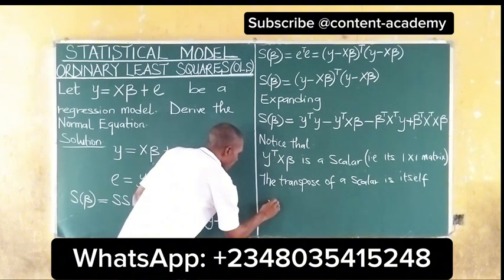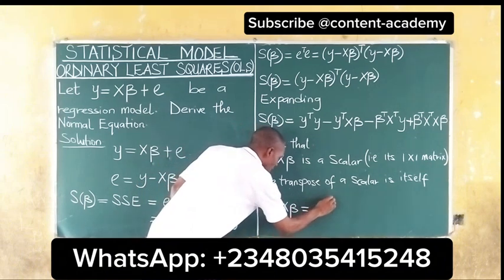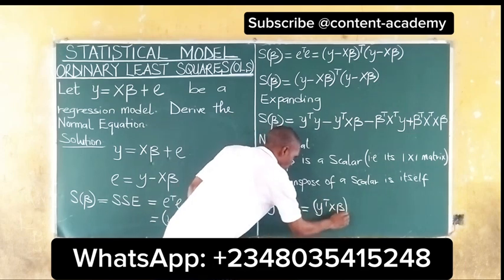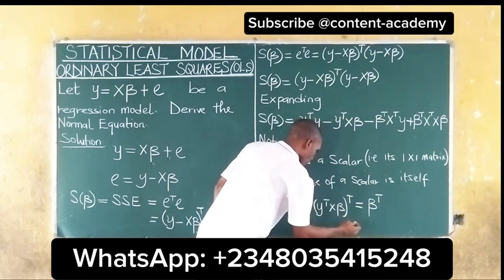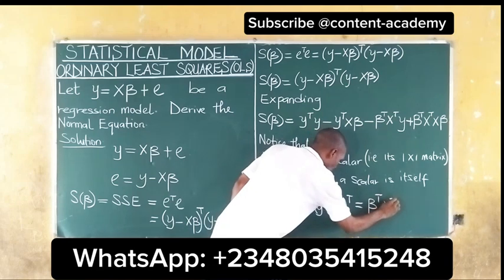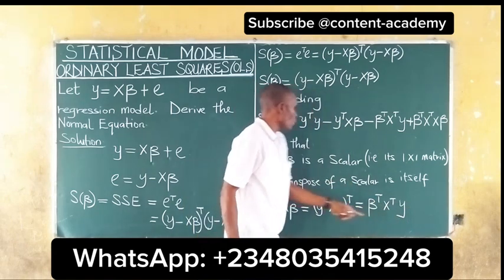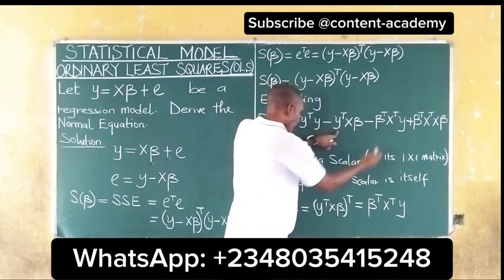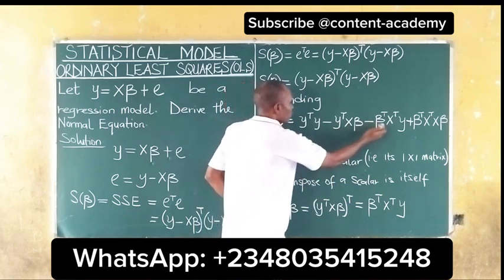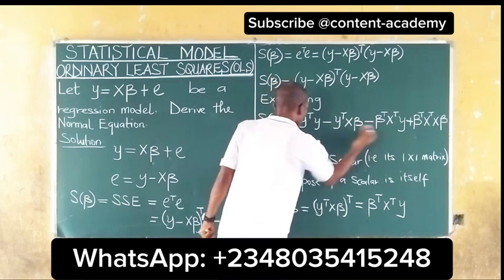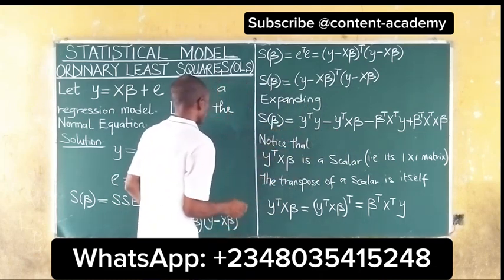It then means that y transpose Xb is equal to y transpose Xb transpose, which is equal to b transpose X transpose y, because this and this will give us ordinary y. If we watch at this and this, they are identical, they are the same thing. So in the middle we have identical items there, so we can rewrite our objective function.